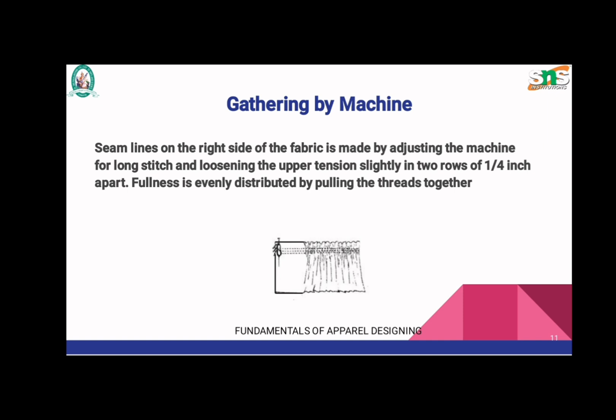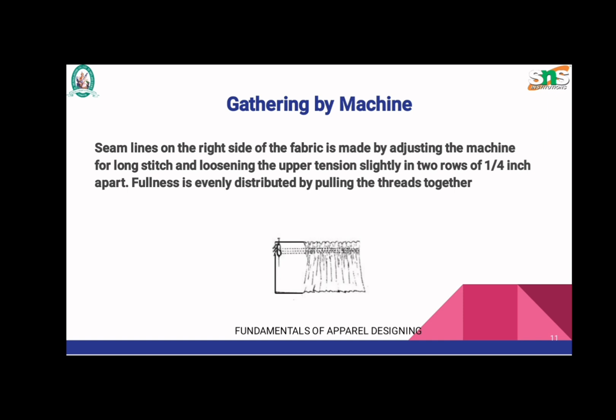Next, gathering by machines. Seam lines on the right side of the fabric are made by adjusting the machine for a long stitch and loosening the upper tension slightly, in 2 rows 1/4 inch apart. Fullness is evenly distributed by pulling the threads together. So we can create gathering by machine by adjusting the stitch length, stitching the fabric, and adjusting the threads based on the need.